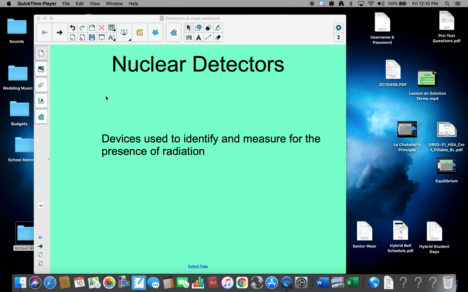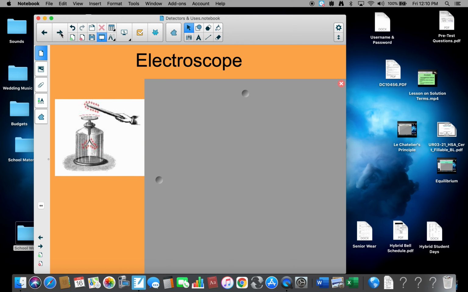Exciting, fascinating chemistry. We're looking at nuclear detectors. Detectors are devices used to identify and measure the presence of radiation. Now, there are several types of detector. The first is called an electroscope. The electroscope is the simplest of all detecting devices.